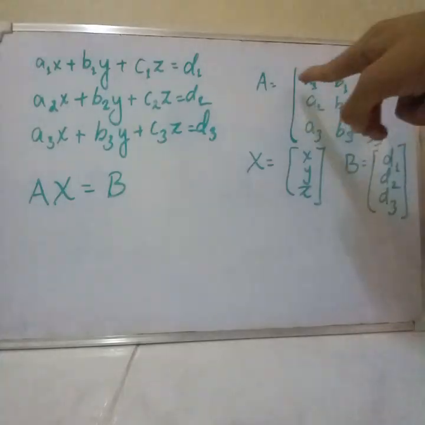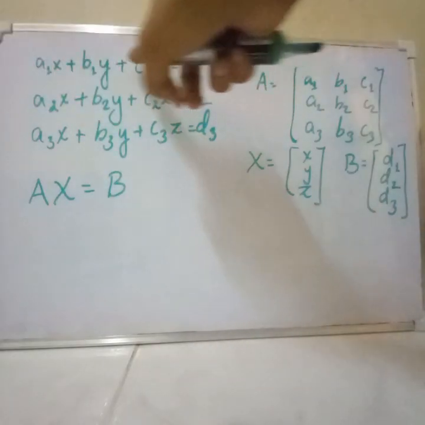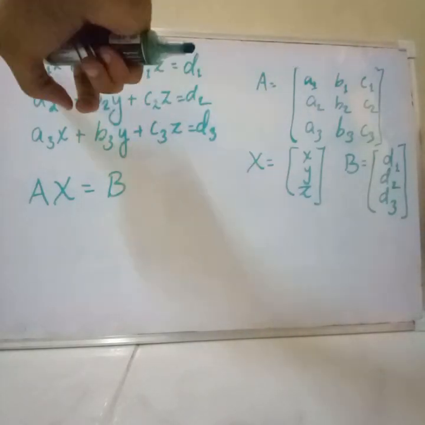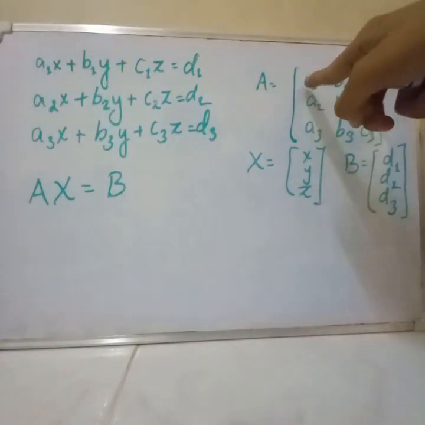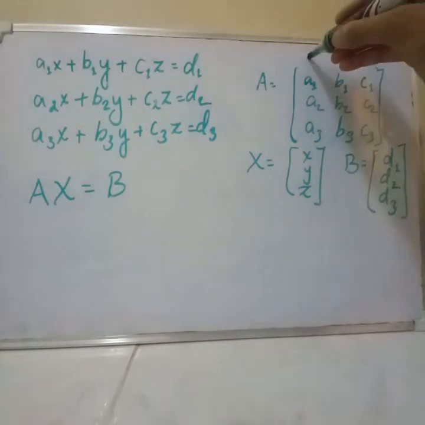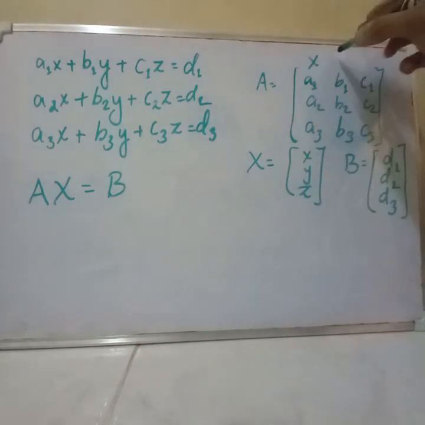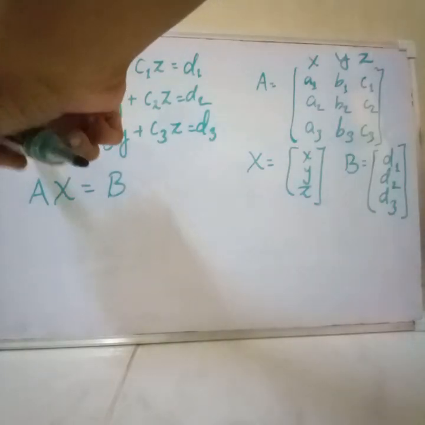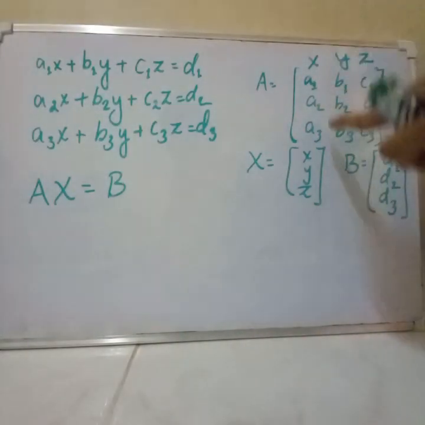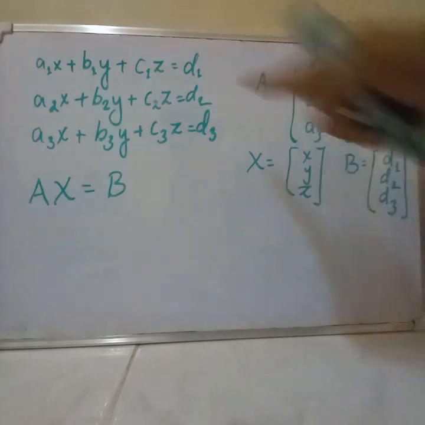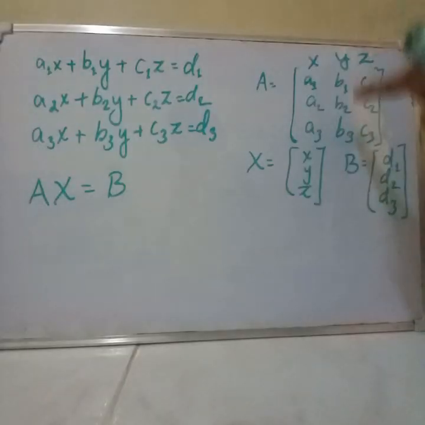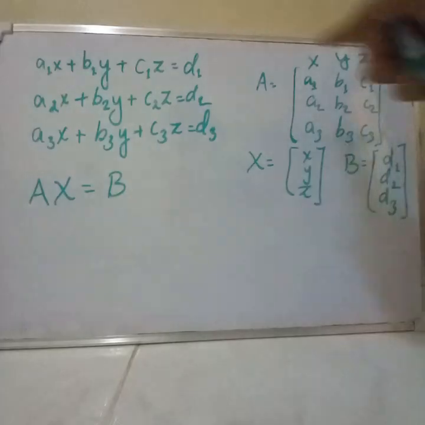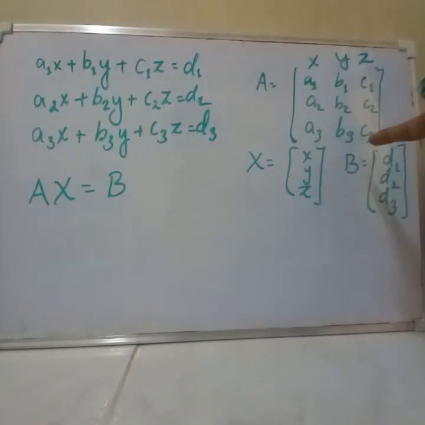The first row will be for the first equation's coefficients of the variables. These are the x variable coefficients, these are the y variable coefficients, and these are the z variable coefficients. So a1, a2, a3 are for x, that will be the first column. For y it will be b1, b2, b3, that will be the second column, and for z it will be c1, c2 and c3, that will be the third column.